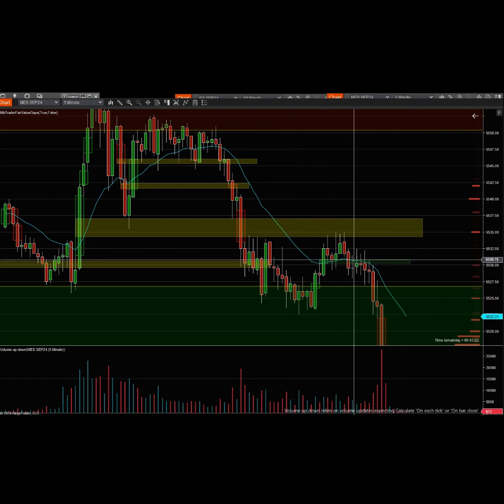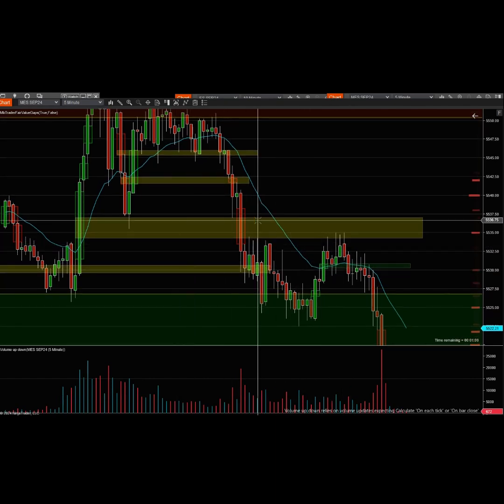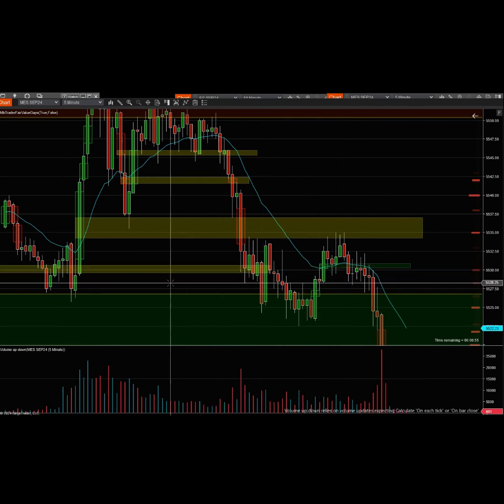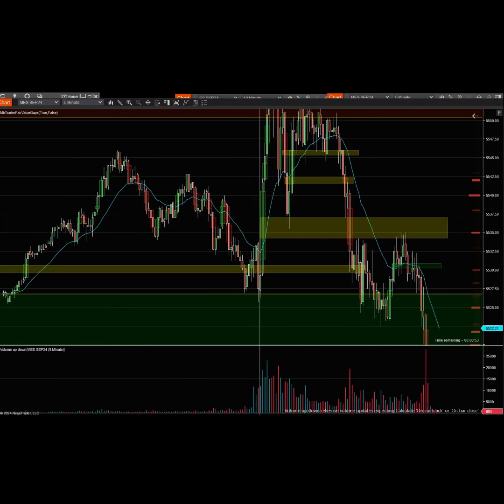But yeah, so that's what I'm looking at. So that is the golden, I call it the golden zones. They've actually been pretty good. You could try them out. I know there's one over here.